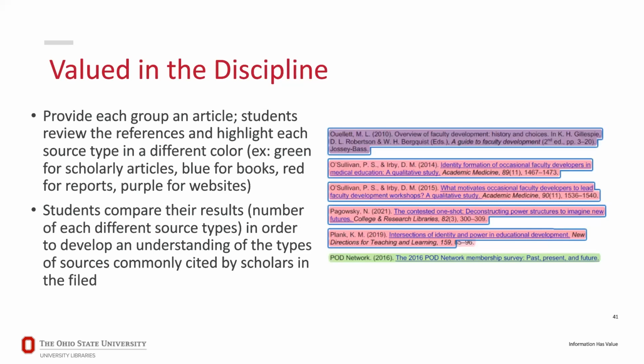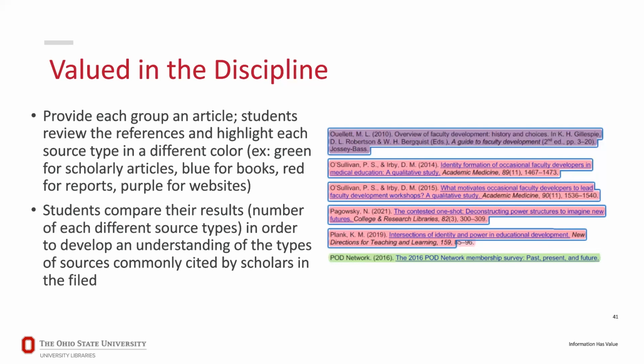And I think this is the last one. This one is thinking about the value of different types of information within a particular discipline, and what types of sources or information are more valued in a discipline. This is something that you could do with students where they go through the reference list of articles and highlight the different types of sources that are used.